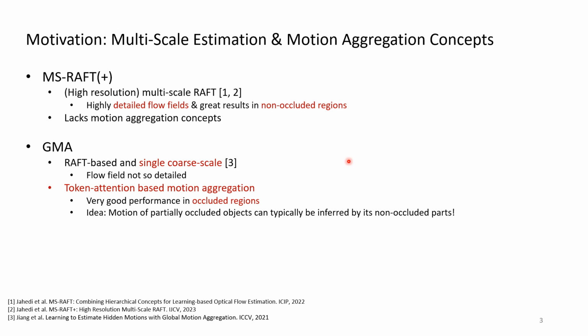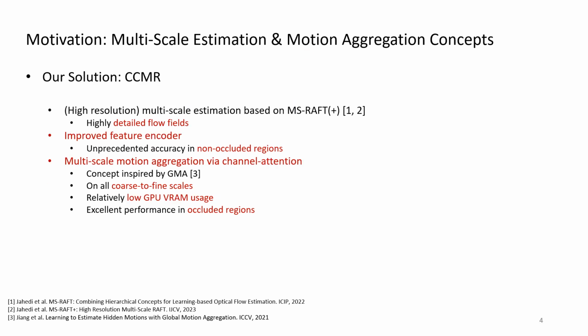Now, can we combine the advantages of these two worlds? Our solution is CCMR. We combine multi-scale estimation and motion aggregation concepts. So our method yields highly detailed flow fields. It is excellent in non-occluded regions, and we have a multi-scale motion aggregation concept.